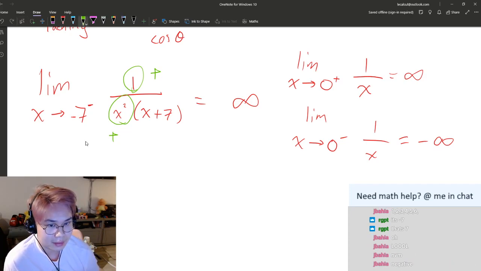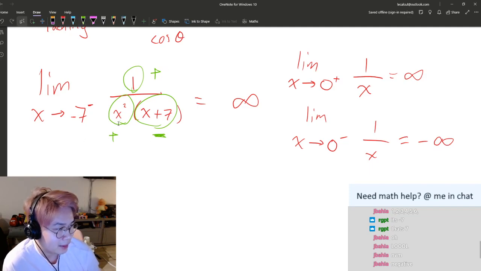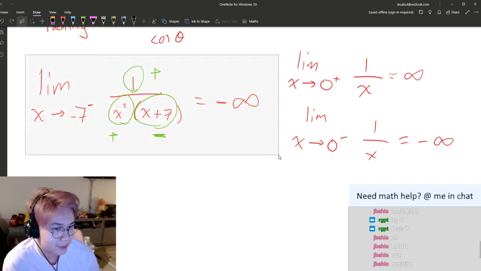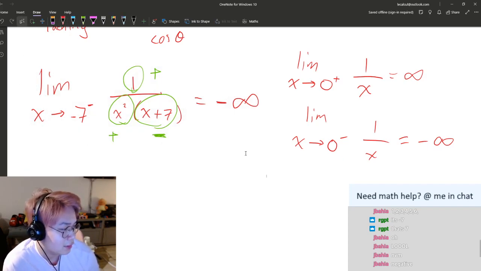Yeah. So this is negative. So you have a positive number divided by another positive number and a negative number, so the result is a negative. So this particular left limit is negative infinity.